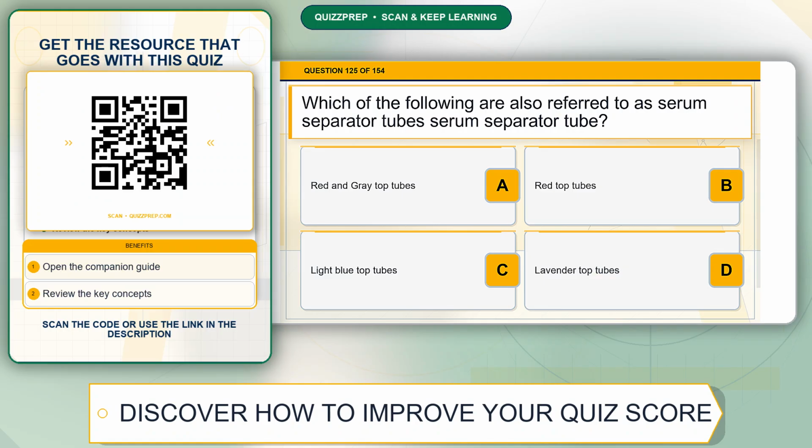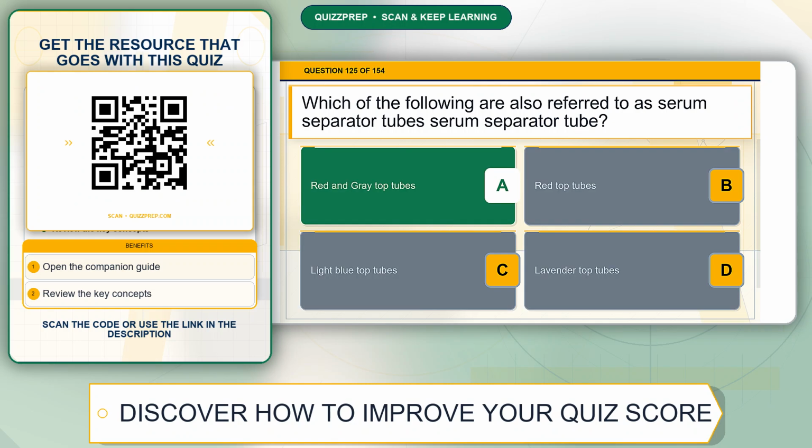Question 125. Which of the following are also referred to as serum separator tubes? Option A, red and gray top tubes. Option B, red top tubes. Option C, light blue top tubes. Option D, lavender top tubes. The correct answer is option A, red and gray top tubes.